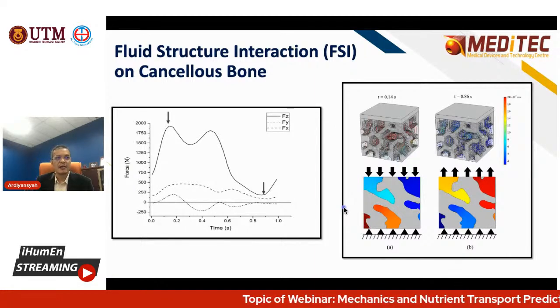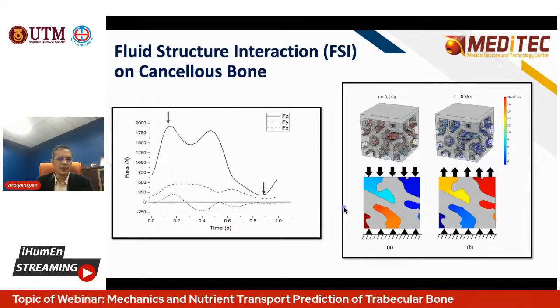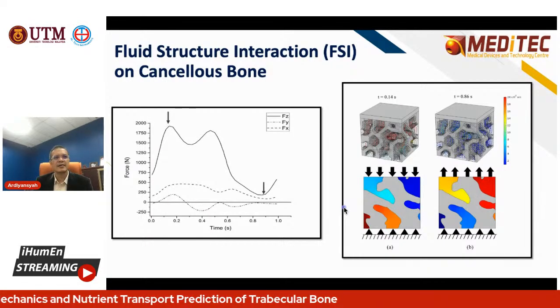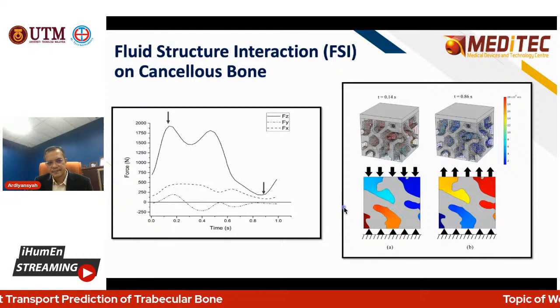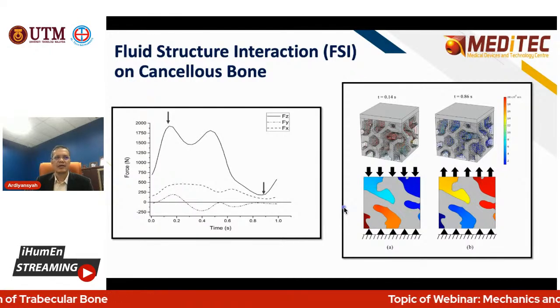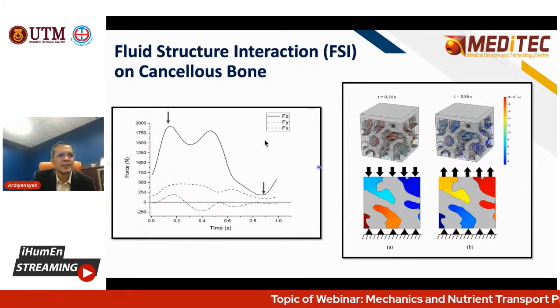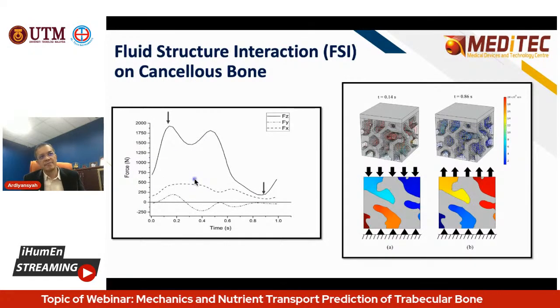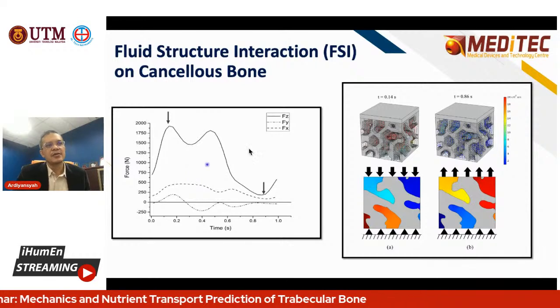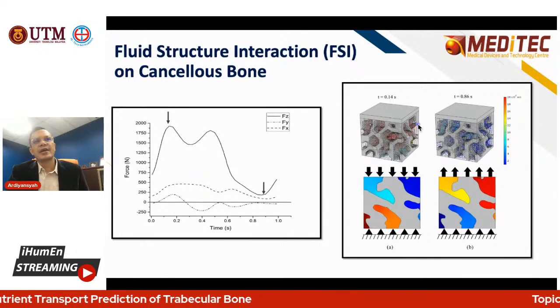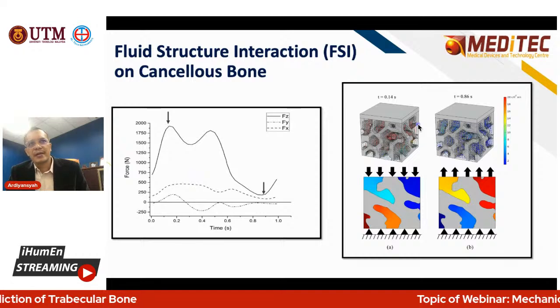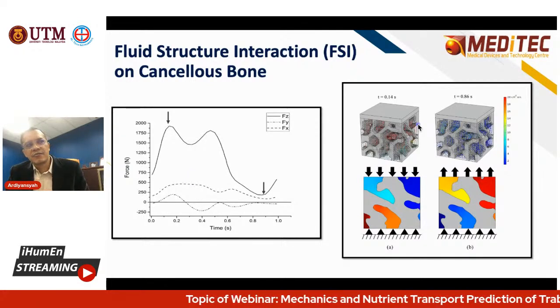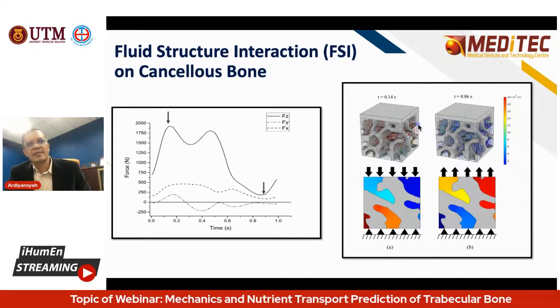Another method, more advanced than fully CFD, is to use fluid structure interaction on the cancellous bone. We try to use gait loading of the sample, like on the left side here. You can apply the gait loading to your model, and then you can compare more easily. You get the fluid mechanics and the mechanics straightforwardly.